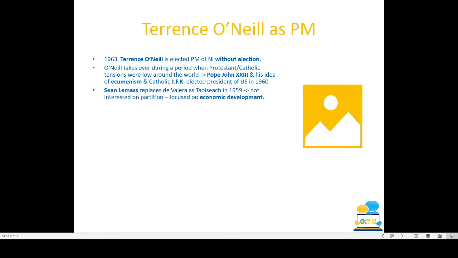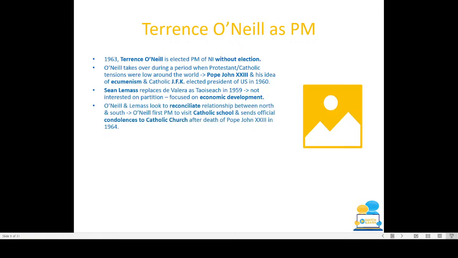So Sean Lemass replaced De Valera as Taoiseach in 1959, and Lemass wasn't really interested in dealing with the issue of partition. Just like O'Neill in Northern Ireland, he was focused on economic development and improving the economic situation in both countries. So O'Neill and Lemass looked to reconcile the relationship between North and South.